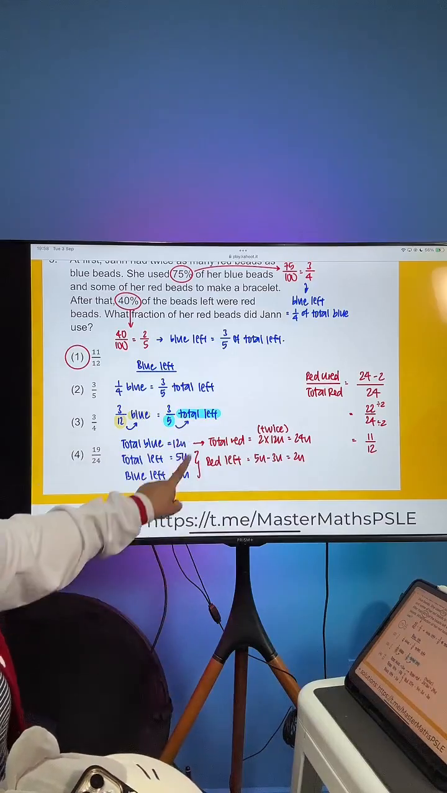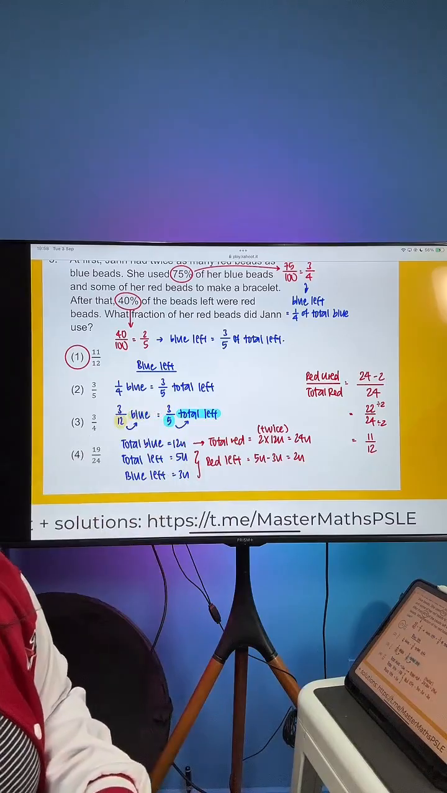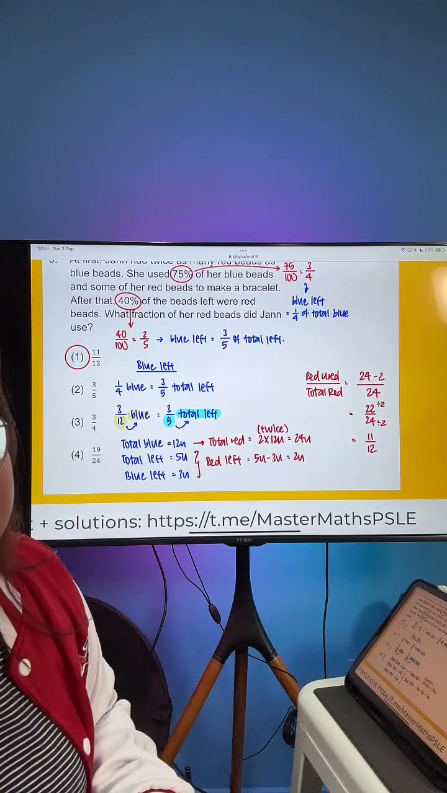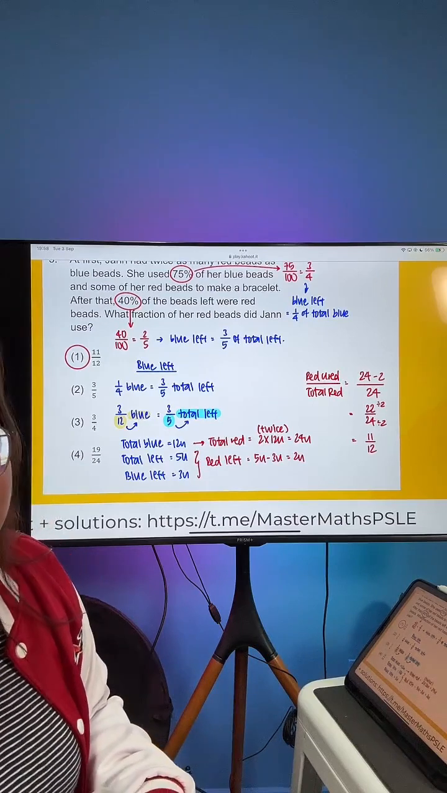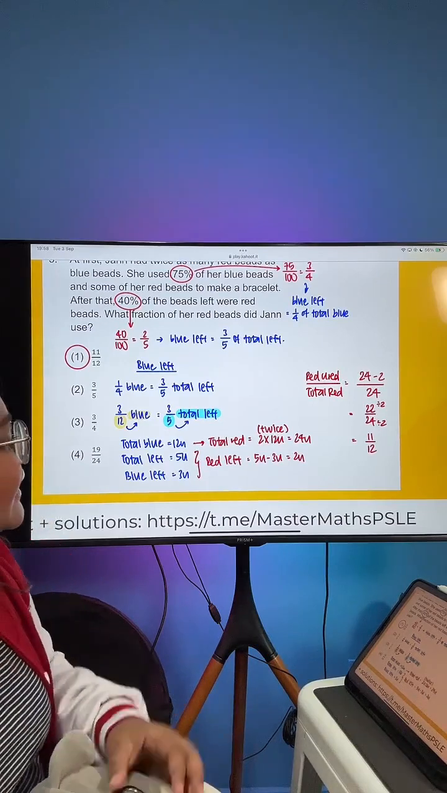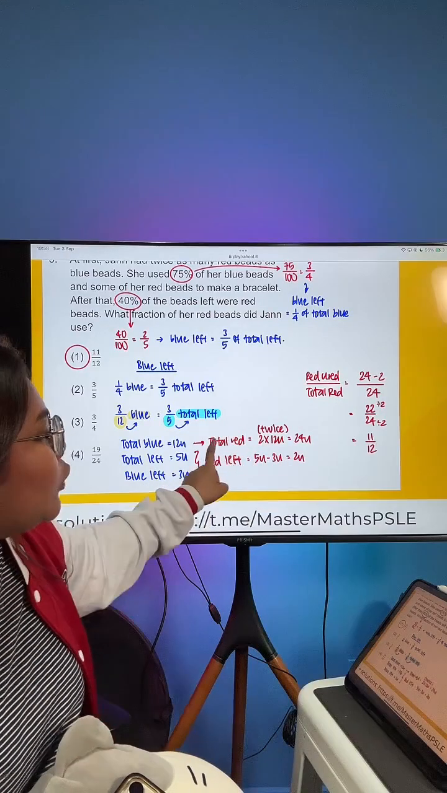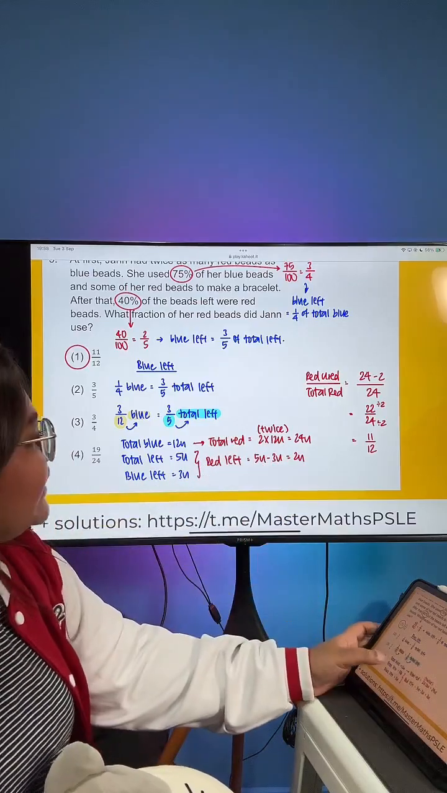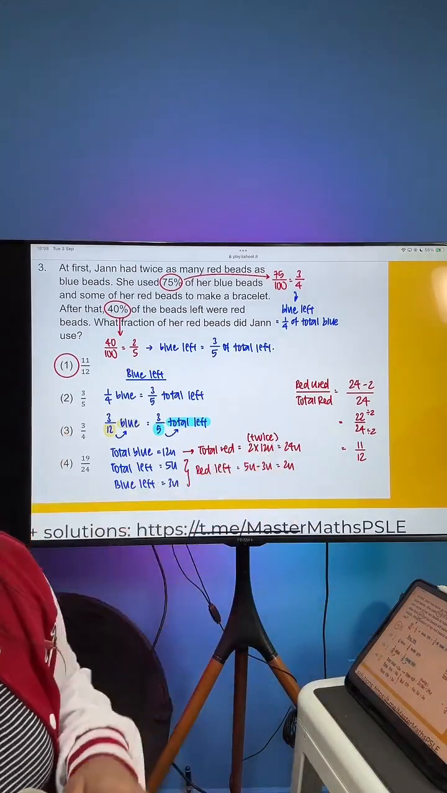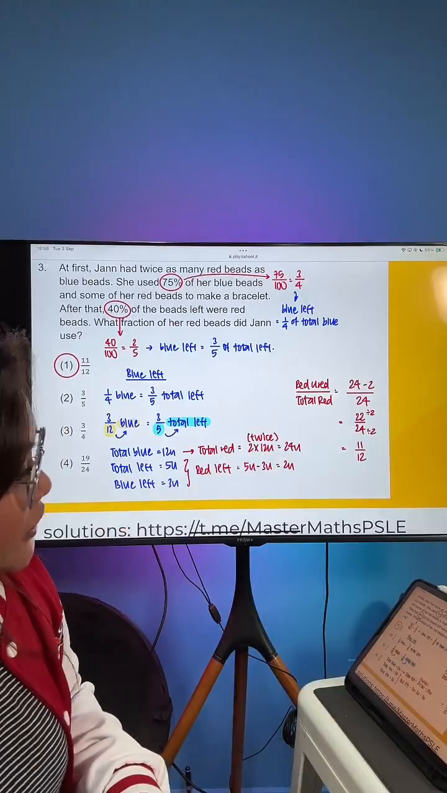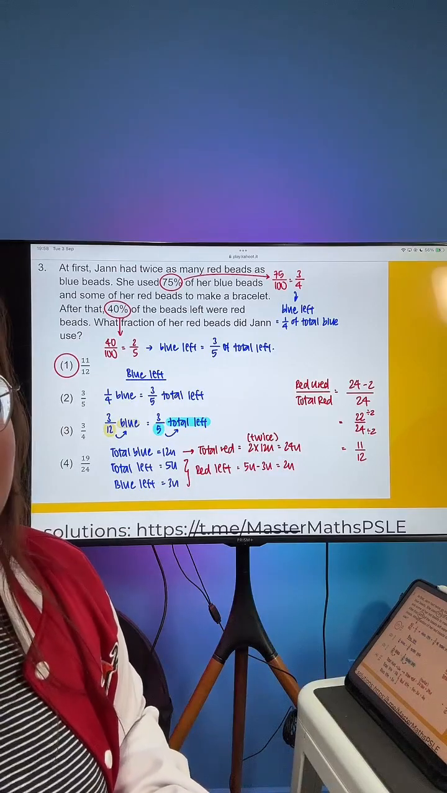Total left is 5 and blue left is 3. So the balance 2 must be red left. Okay? The balance 2 must be red left. Alright? So if you were to do the math here, red left is 2 units, total red is 24 units. That means red that has been used is 22 units. 24 minus 2 is 22. So 22 out of 24, that will give you 11 out of 12.